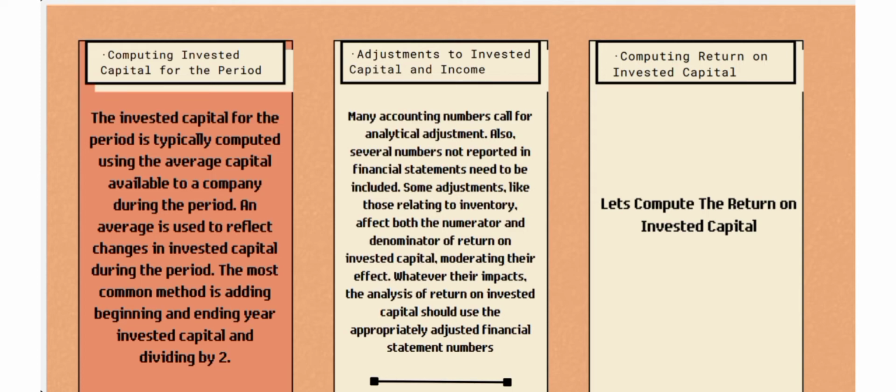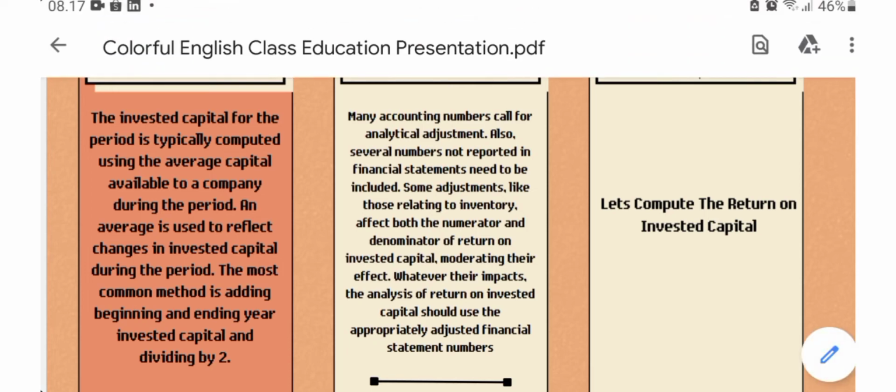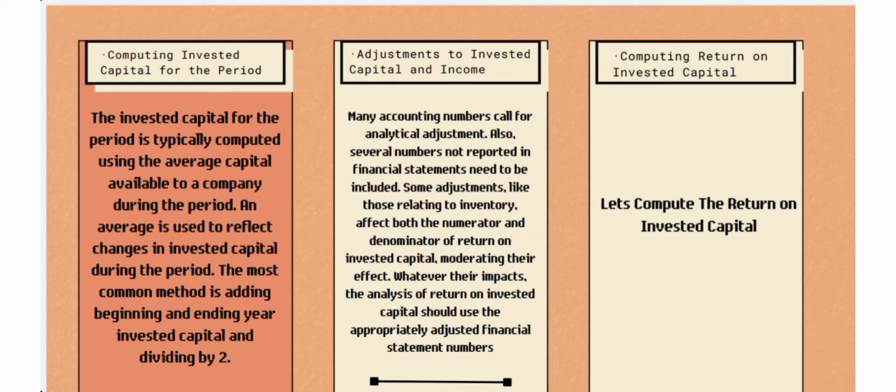Then there are adjustments to invested capital and income. Many accounting numbers call for analytical adjustment. Also, several numbers not reported in the financial statements need to be included. Whatever their impacts, the analysis of return on invested capital should use the appropriately adjusted financial statement numbers. So we need to adjust the appropriate financial statement numbers. And then after all the steps are done, we can compute the return on invested capital.